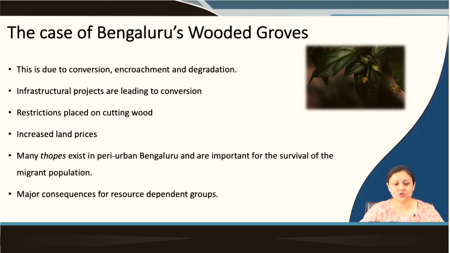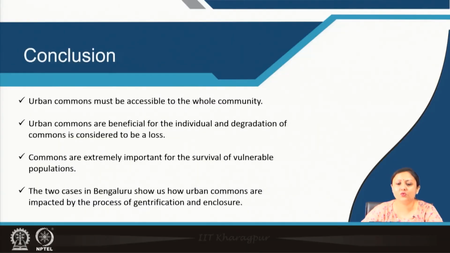Let's come to the conclusion and summarize briefly what we discussed in today's lecture. Urban commons must be accessible to the whole community. Urban commons are beneficial for the individual, and degradation of commons is considered to be a loss for the entire urban community. Commons are extremely important for the survival of vulnerable people. The two cases of Bangalore, as we discussed, show us how urban commons are impacted by the process of gentrification and closure.